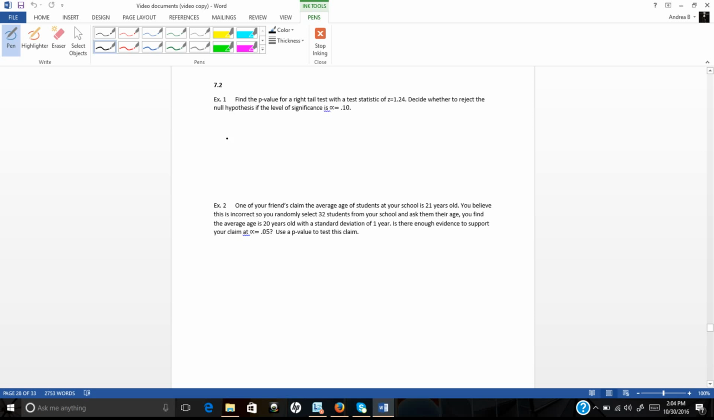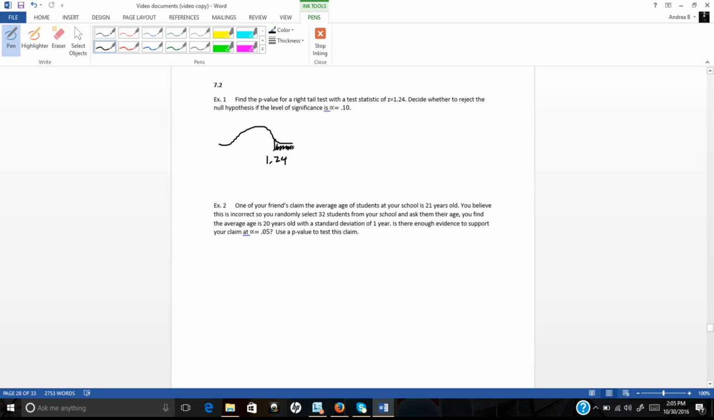So first of all here, I'm going to sketch a normal curve like we've been doing. And if we have z equals 1.24, remember if it's positive, then it's to the right of the mean, which is in the center part there, which means that this area in here, since it's a right tail test, is going to be the area that we're looking for our p-value. And this value here is 1.24.